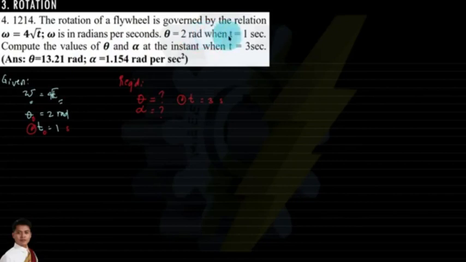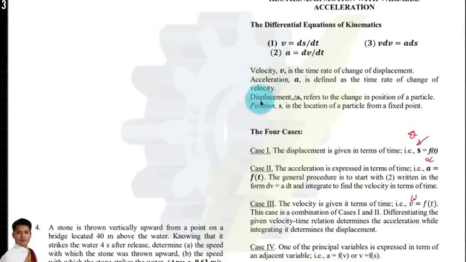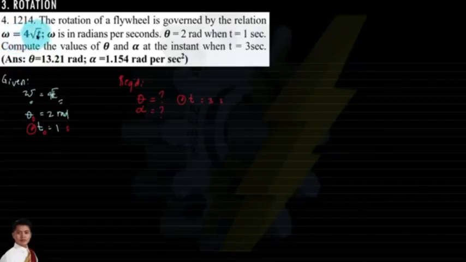So what do we mean by these two given? The 2 radians and the 1 second for time. So t and theta here will be used for the integration process. Anyway, this is case number 3. The given is angular velocity and time. So in our rectilinear motion with variable acceleration, here we have case 3, where the velocity is given as a function of time. So in this problem, we have omega is equal to 4 square root of t.